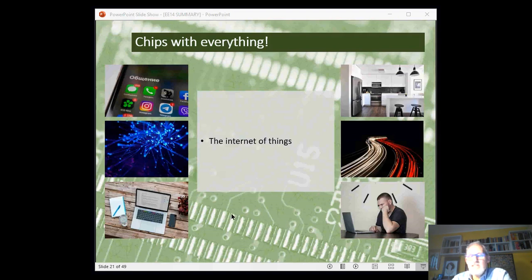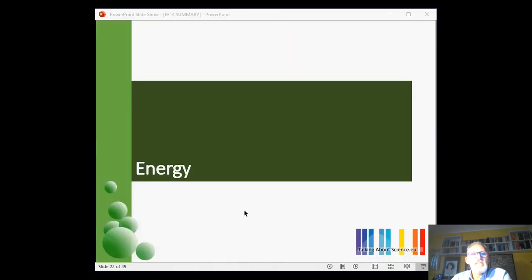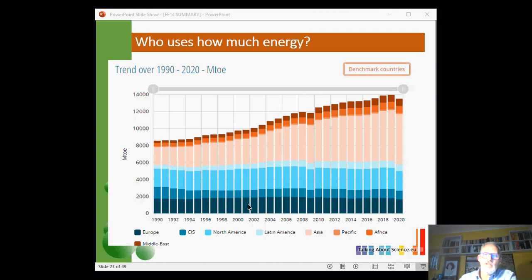We talked about interconnectivity, this idea of the internet, smart kitchens, and smartphones, and then what happens when things don't work? We looked at energy, so who is using how much? And we can see that energy use in Europe is relatively constant. But it's clear that in other parts of the world, particularly those undergoing rapid demographic growth, the energy needs are increasing really quite rapidly, and this, of course, is linked to the production of greenhouse gases such as carbon dioxide.